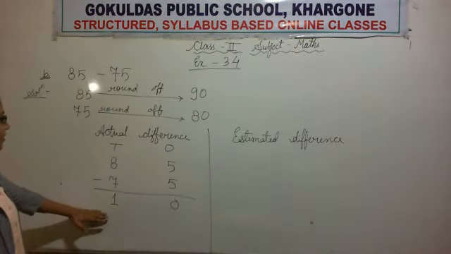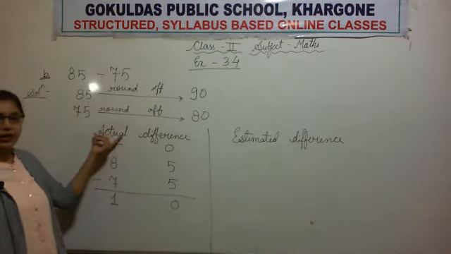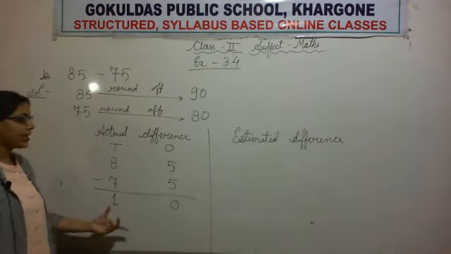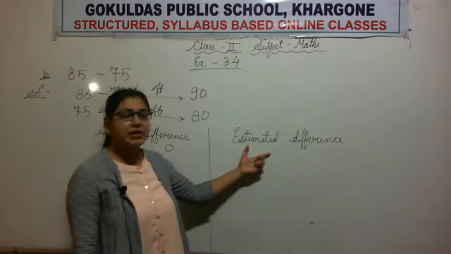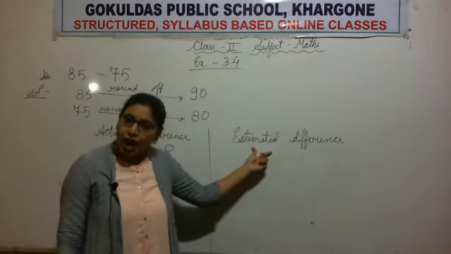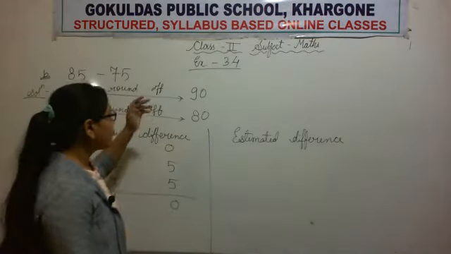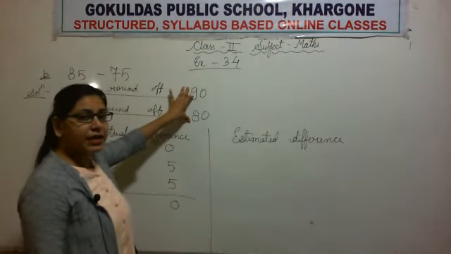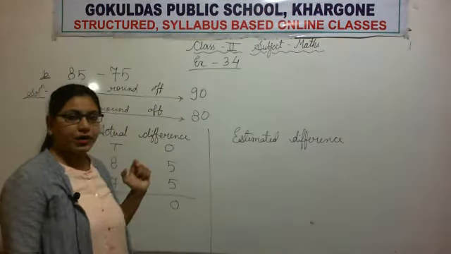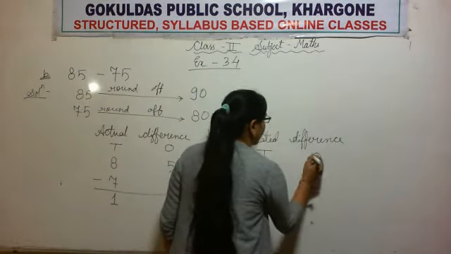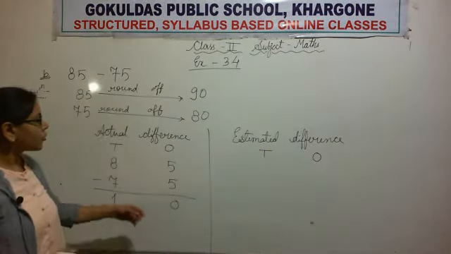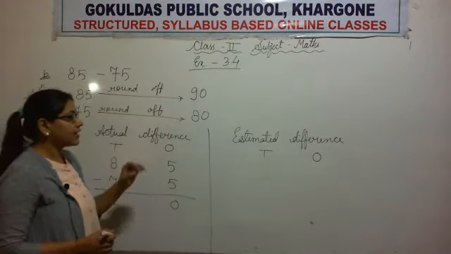See, 10. We got the difference 10. This is our actual difference. 85 minus 75 is equal to 10. Now moving towards estimated difference. For finding out the estimated difference, we will take the estimated numbers, that is rounded off numbers. Again 2 digit numbers are there, so we will write tens and ones. 2 places, 90 and 80.